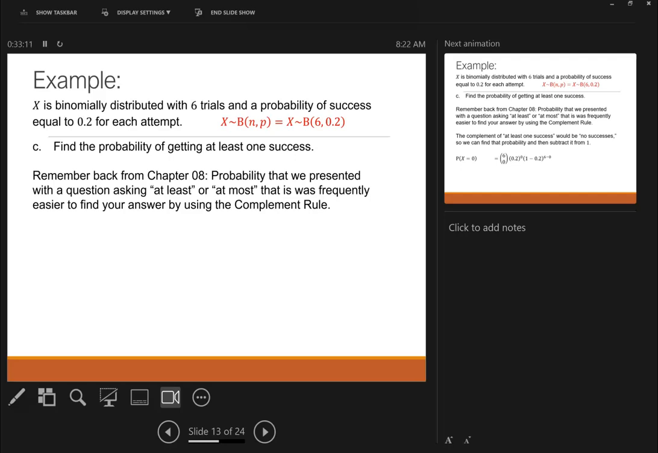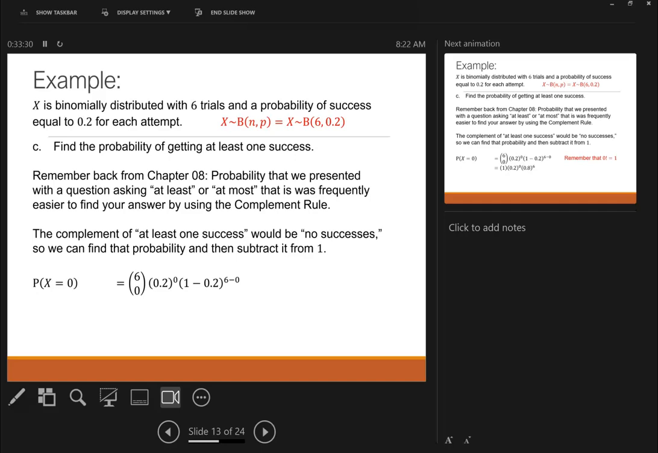Which one would you rather do? Calculate 6 probabilities or 1 probability? 1. Does it matter which way you do? No, you'll get the same answer. It's just a question of how much work do you want to have to put into this. So, the complement of at least 1 would be less than 1, which is the same thing in a discrete sense as less than or equal to 0, which in this case is just equals 0.